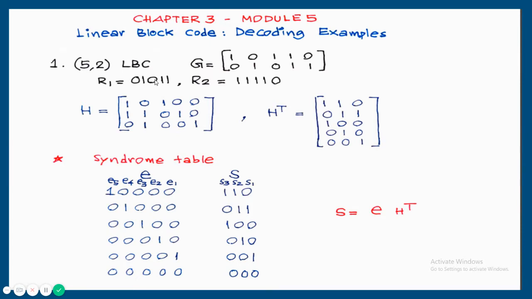For error detection, we need to calculate the syndrome matrix. For calculating the syndrome matrix, we need H transpose. For calculating H transpose, first I am calculating H. H is known as the parity check matrix. G is IP. If G is IP, H is P transpose I.